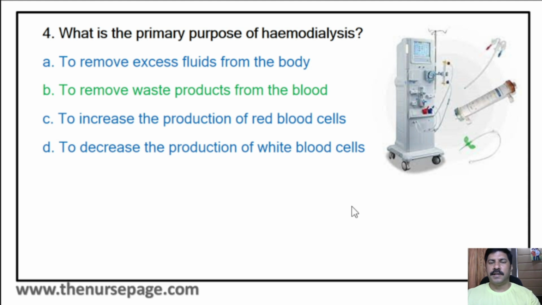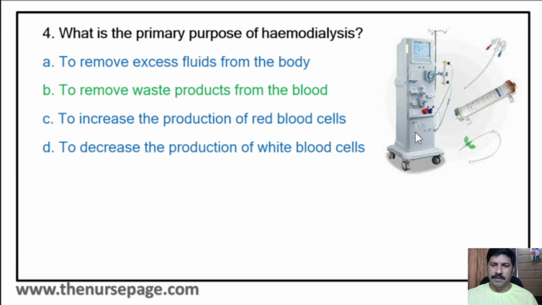Usually urea and creatinine are the main waste products of the blood, and it also helps to maintain electrolyte balance. Sometimes there will be a chance of hyperkalemia, and with the help of hemodialysis, that electrolyte balance can also be maintained. But mainly it is for removing waste products, that is, urea and creatinine. There is a chance of an image-based question also.